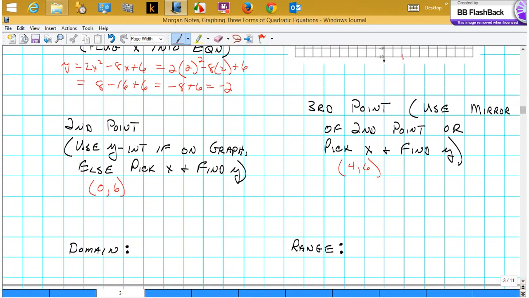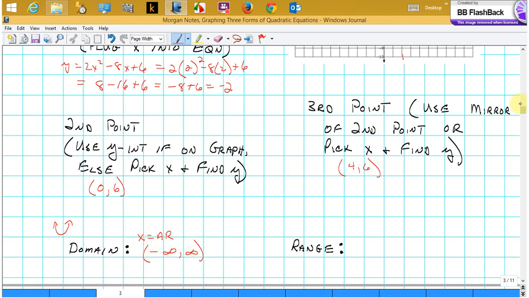The domain for a quadratic, remember, it's going to look like this. It could go as far out left and right as I want. So the domain is going to be all real numbers. So you could say x is equal to all reals. Now, if I wanted to use interval notation, I would write it like this. The domain goes from negative infinity to infinity.